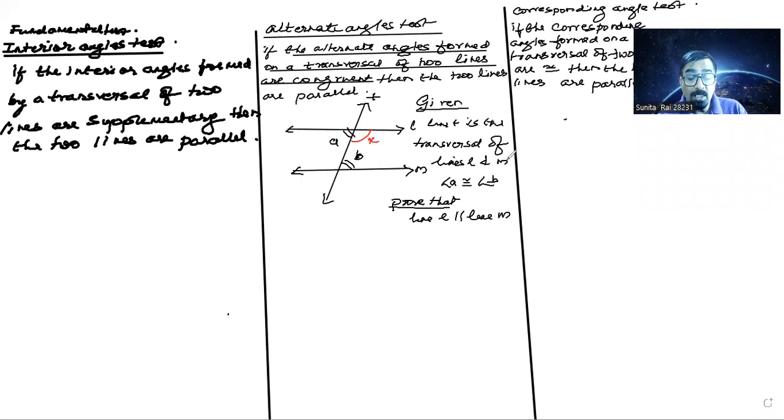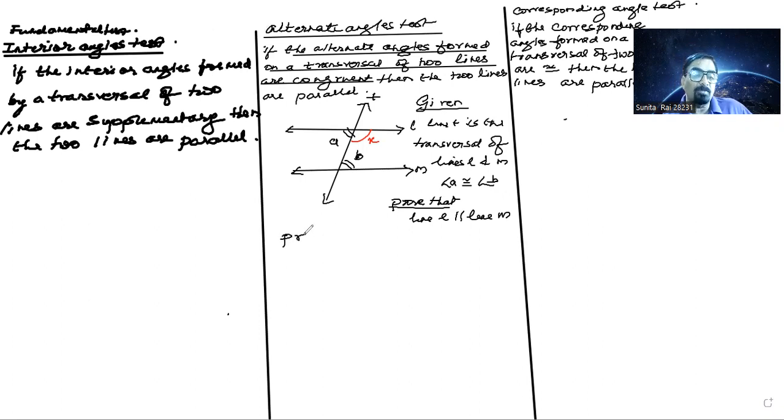Now, why did I introduce this? We have learned that if the interior angles are supplementary, I can say the lines are parallel. That means if X and B add up to 180, I can say line L is parallel to line M. But neither the value of X nor of B is known. So how can I get X plus B equal to 180?